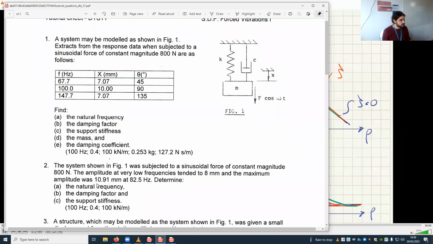Okay, and the maximum amplitude was 10.91. Maximum amplitude means omega r. So it doesn't mean omega n. Just so you know, the maximum amplitude is not at the natural frequency, it is at the resonance frequency.